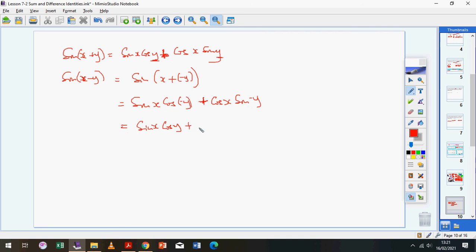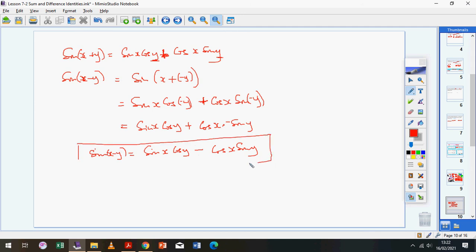Instead of sine negative y, I know that this is a negative function, so the negative will come outside, and that's why for the difference I have a negative cosine x sine y. Now all of this is just showing you the origins of why these compound angle identities, or sum and difference identities, look the way they look. You don't have to know how to show all of this. I'm just showing you for those that are interested.